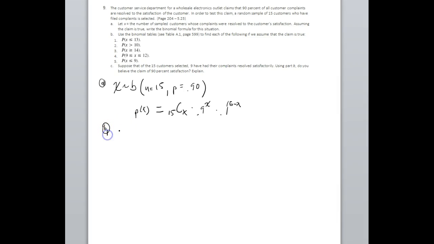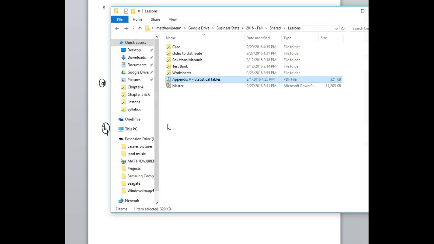So B1, probability that x is less than or equal to 13. I think that the easiest way to go about this is to say 1 minus the probability that x is equal to 15 minus the probability that x is equal to 14. Okay, and let's go over to the table.